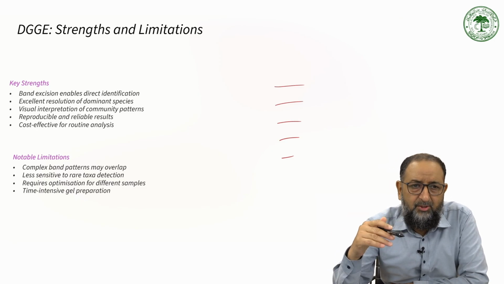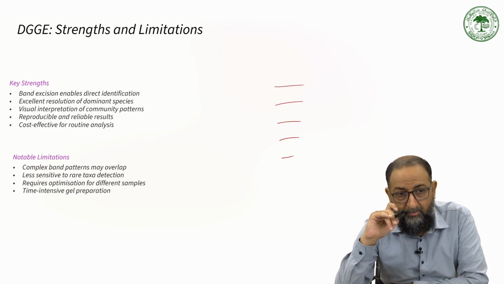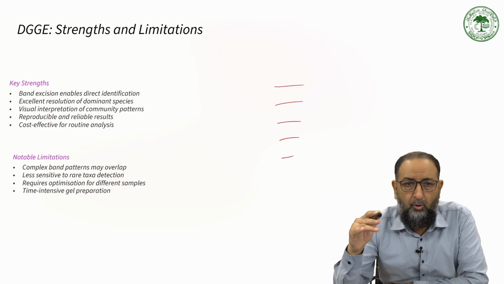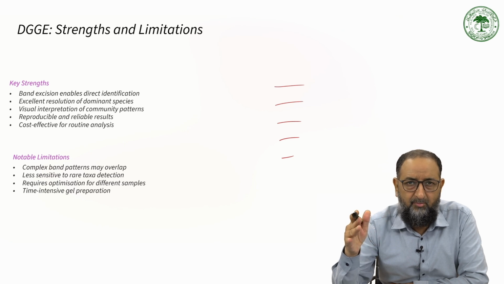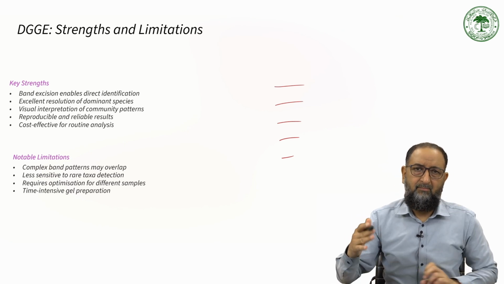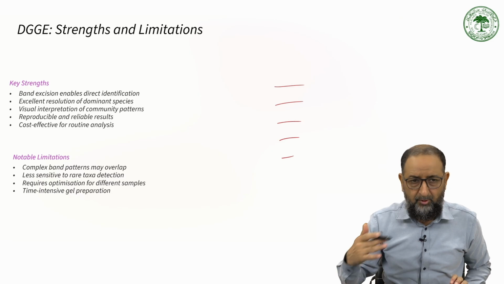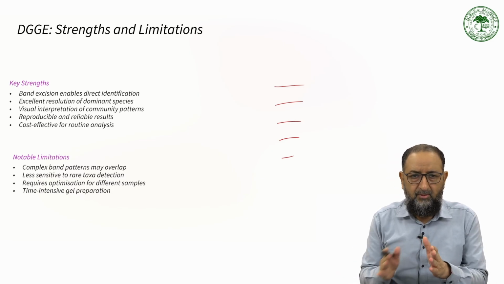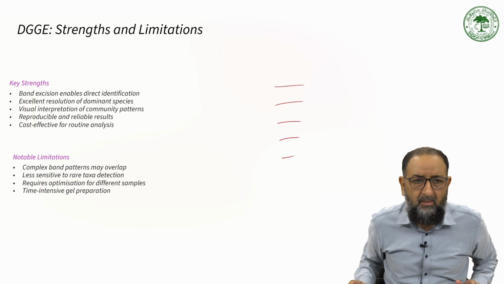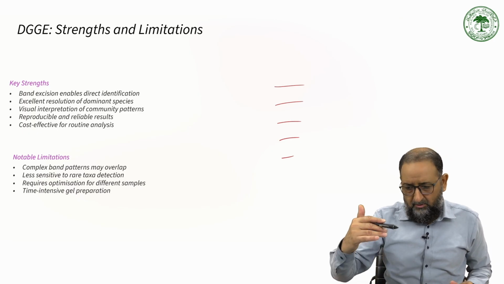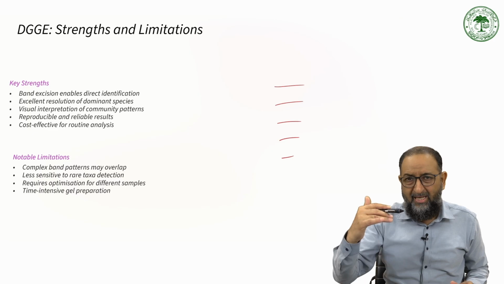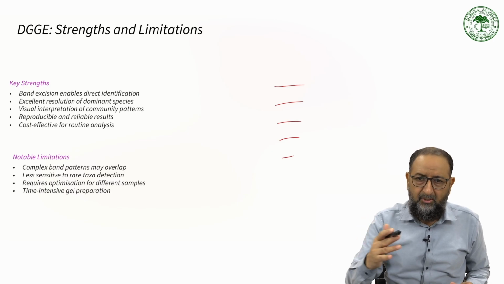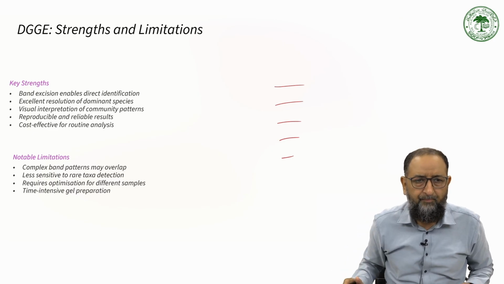Band excision enables direct identification of the marker, then excellent resolution of dominant species. So you can resolve the multiple strains within the species. Say, for example, E. coli has multiple strains and subtypes based on these signature sequences. You can separate them easily. Then visual interpretation of community patterns. Just on the agarose gel patterns or PAGE gel patterns, you can visualize the variation among these genomes.